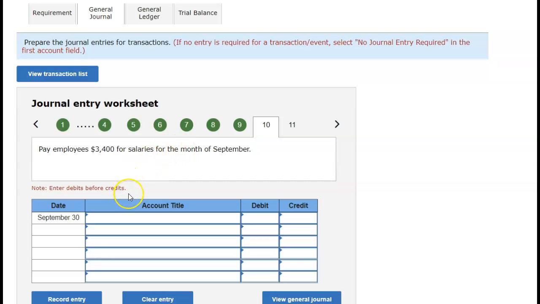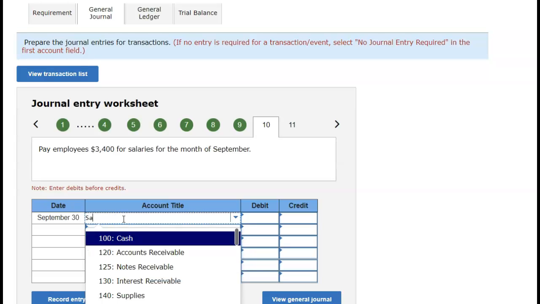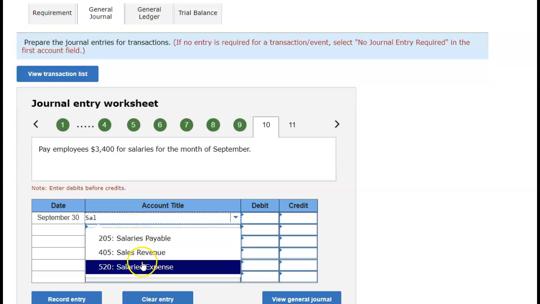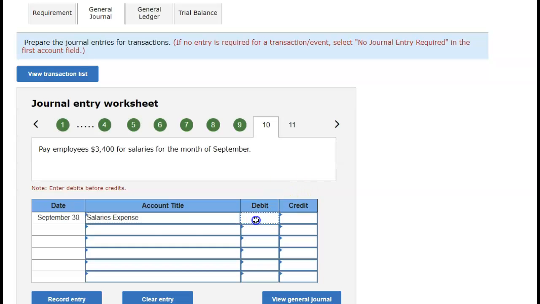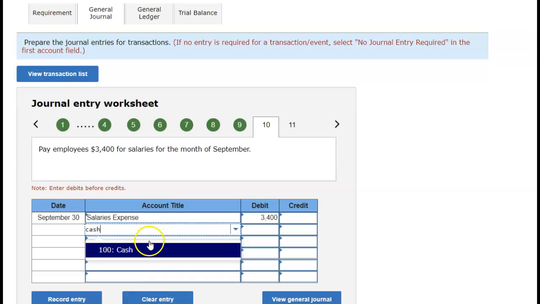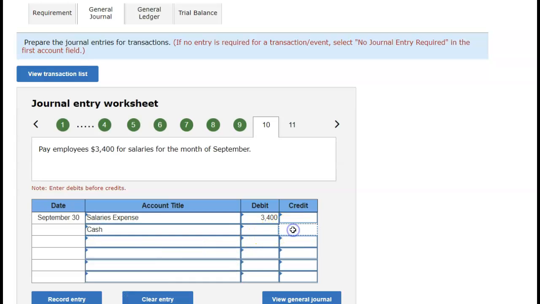Now we paid employees $3,400 for the month of September. So salaries expense $3,400. Expenses increase with a debit. We're increasing expenses. It says we paid, so we'll assume we're using cash. Since it says pay, $3,400.